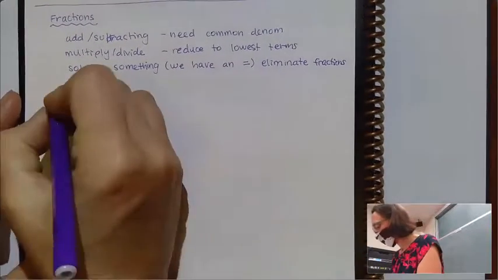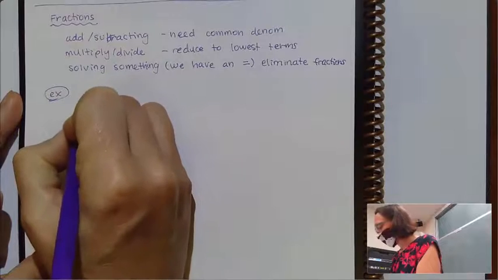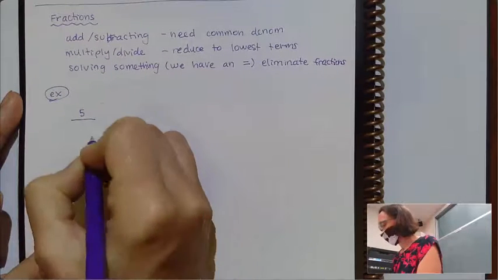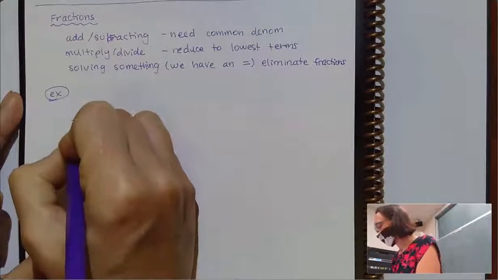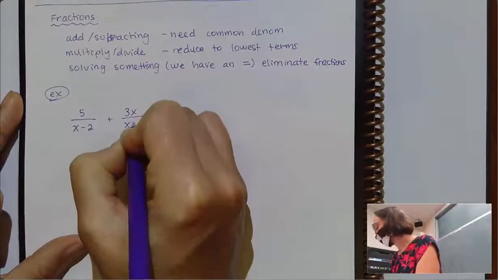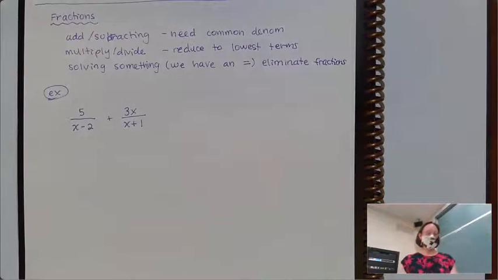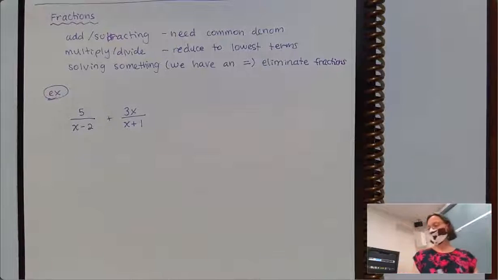If I add 2 fractions, I'm going to keep this fairly simple. I'm going to do all the factoring for us today. So if I add 5 over x minus 2 plus 3x over x plus 1. And there is no equal sign in this problem. I'm going to need to get a common denominator.